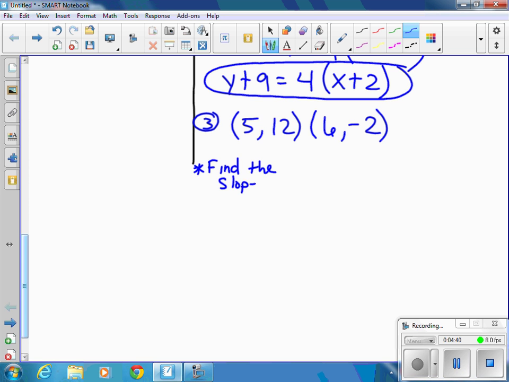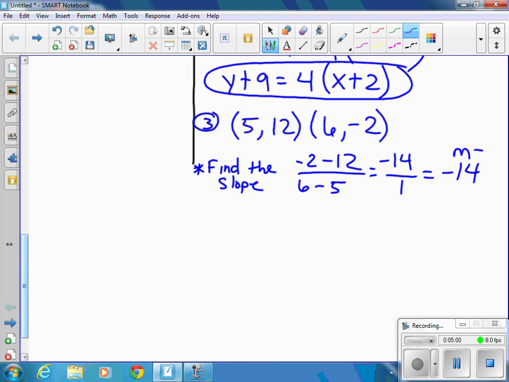Okay, and that's where we use our y2 minus y1 divided by x2 minus x1. Right? So in this case, that's going to be -2 minus 12 divided by 6 minus 5. -2 minus 12 is -14. 6 minus 5 is 1. Your slope value for this problem is -14.